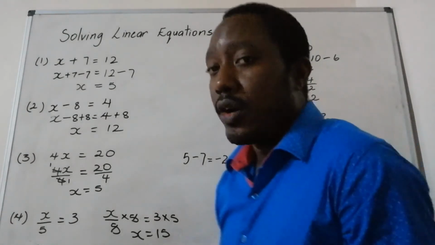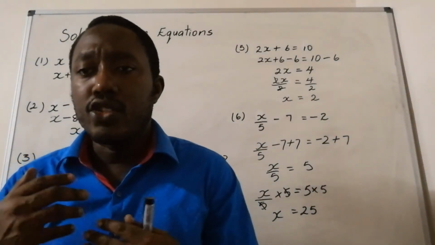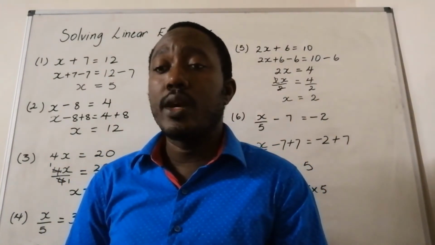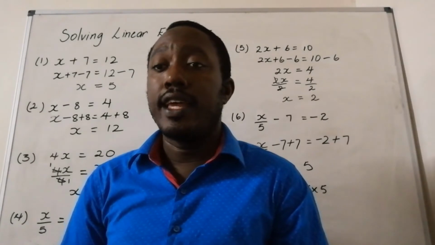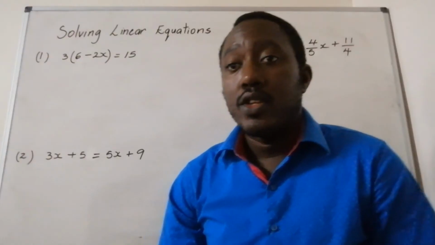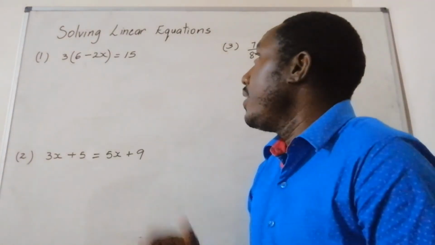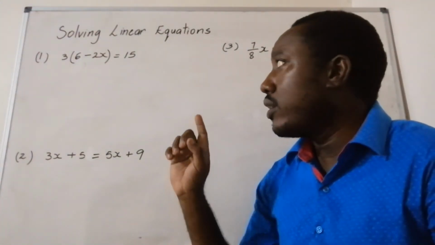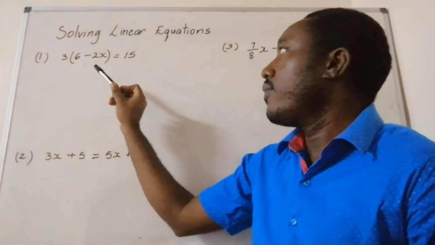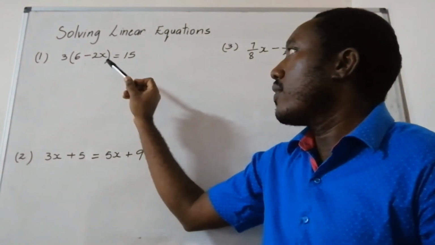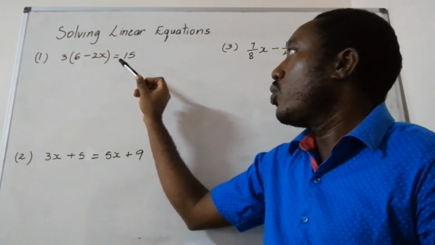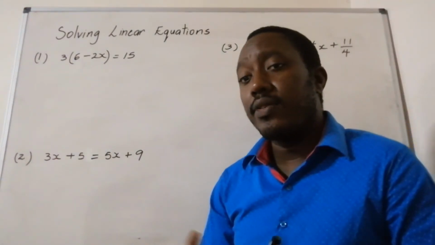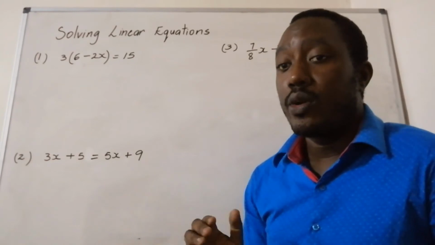So that is how we solve linear equations. In our next video, we will do some a little bit more difficult examples. All right, so now we have some more linear equations we have to solve. Now, note the first one says 3 bracket 6 minus 2x is equal to 50. Now, in solving this, the first thing we can do is remove our brackets.